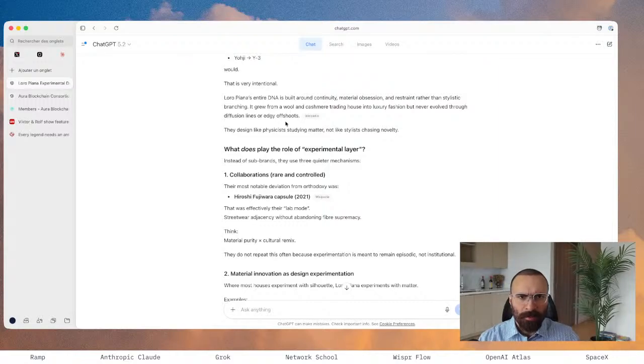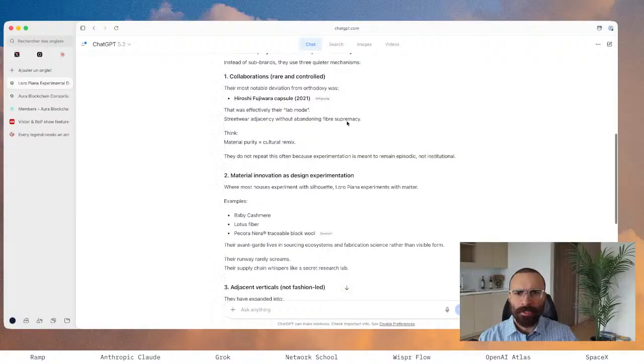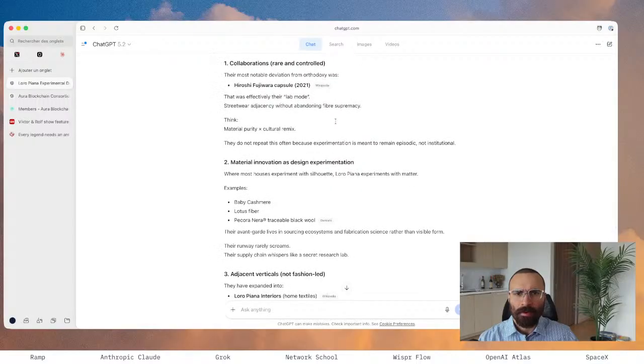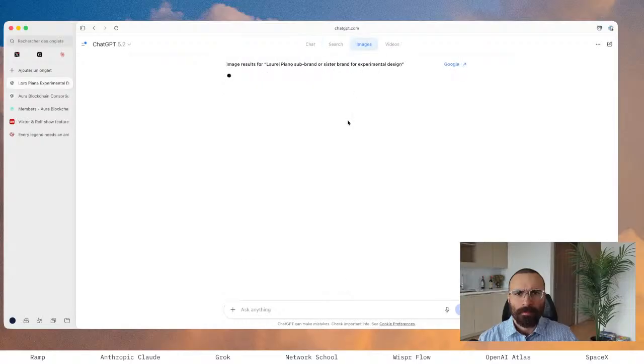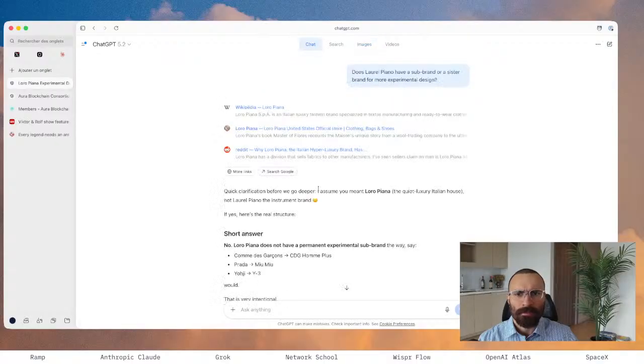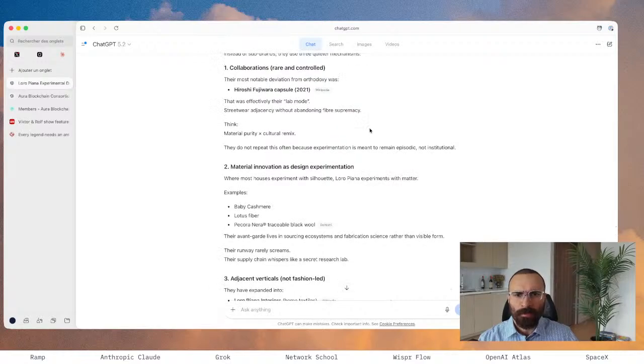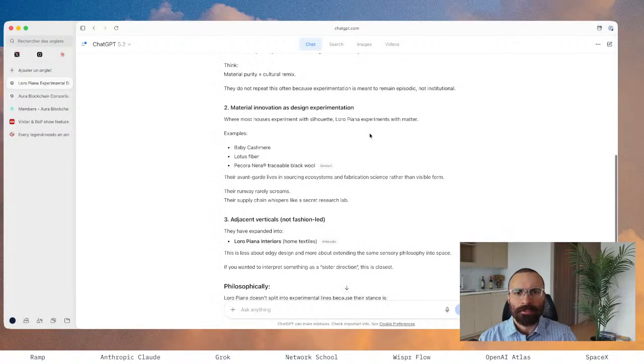Entire DNA is built on continuity, material obsession, restraint rather than stylistic branching. Grew from a wool and cashmere trading house into luxury fashion, but never evolved through diffusion lines or edgy offshoots. Collaboration: Hiroshi Fujiwara capsule, lab mode, streetwear edges. Hey, where's the pictures? Sub brands. Collaborations. Think material purity, cultural remix. They do not repeat this often because experimentation is meant to remain episodic, not institutional.